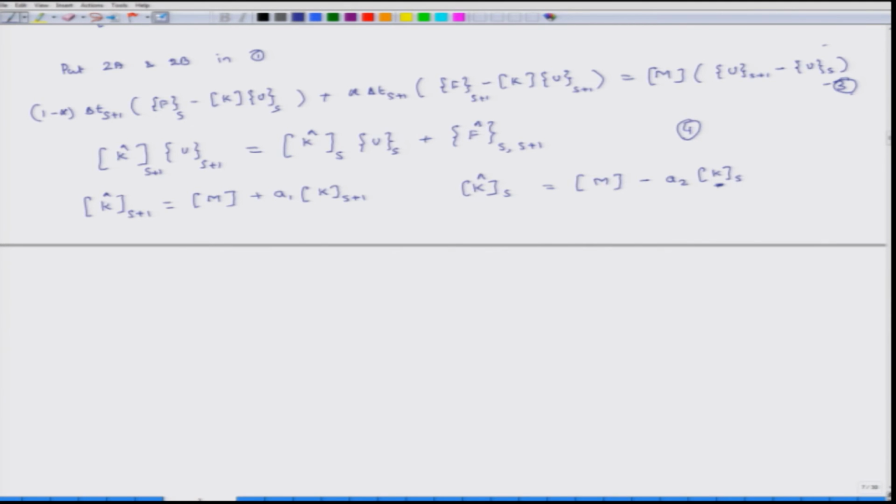This equation 4 comes directly from 3 if we reorganize and rearrange these things, and here A1 is equal to alpha times delta t, that is s plus 1th time step, A2 equals 1 minus alpha times delta t, that is the sth time step, and finally, because here we also have this F hat vector, F hat s comma s plus 1 equals delta t of the s plus 1th time step times alpha F s plus 1 plus 1 minus alpha F s.